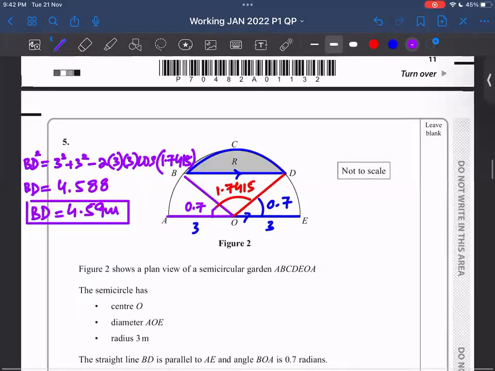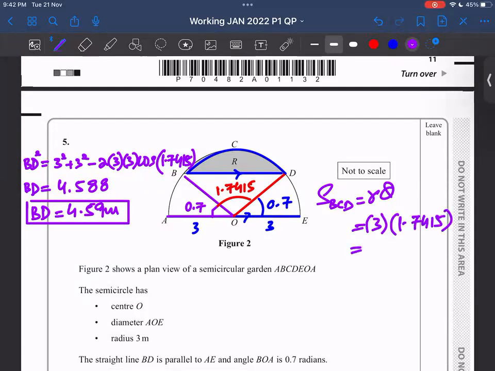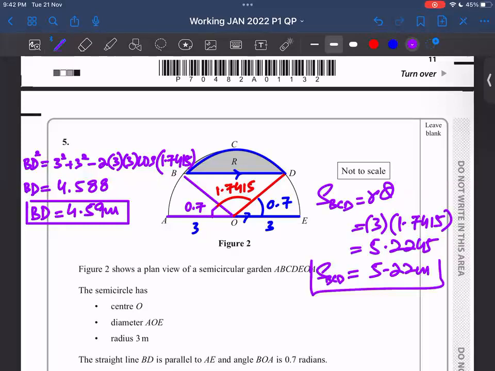What is the arc length of BCD? It is equal to r theta. What is the radius? Radius is 3. What is theta? 1.7415. So 3 into 1.7415 is going to give the answer 5.2245, and 5.22 is the arc length. And I'm going to put these values in the answer space. Then we are going to add these to get the final perimeter.